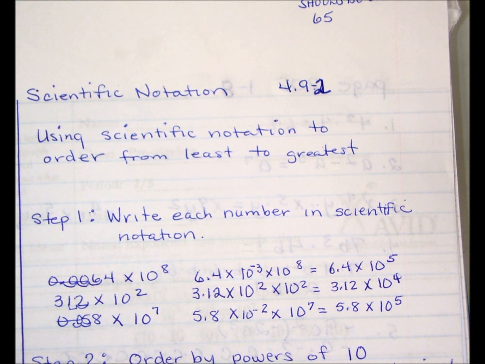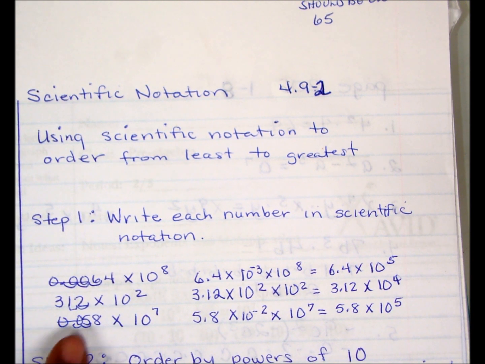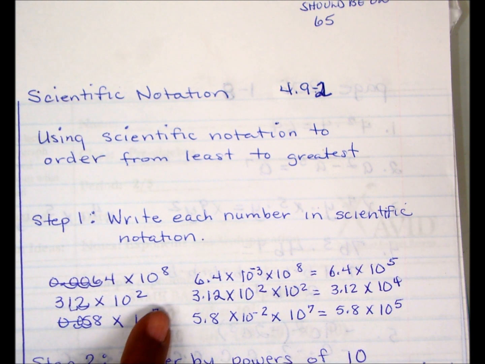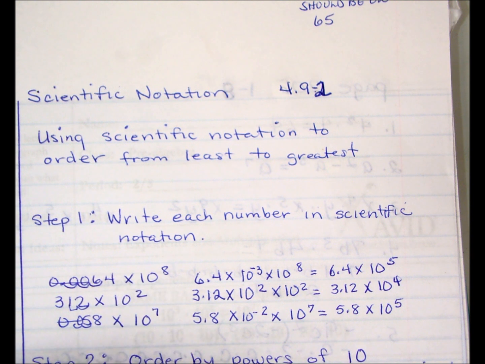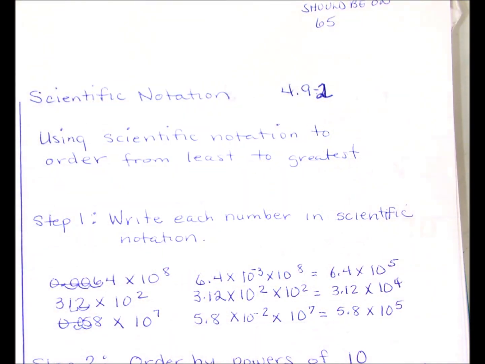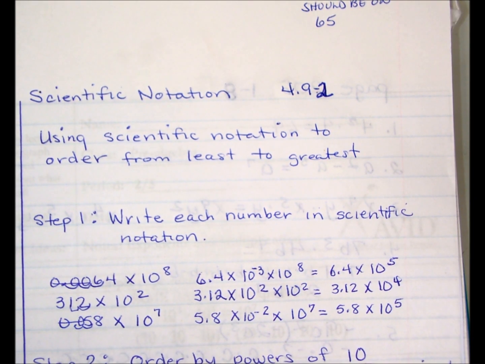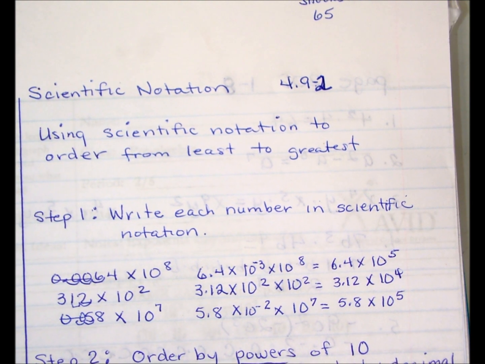Then we go right back and write the original numbers. So we wrote 312 times 10 squared, 58 thousandths times 10 to the 7th power, and 64 10,000ths times 10 to the 8th power. And that is the order that they're in from least to greatest. Okay? So you have to first write it in scientific notation. Second, order by the powers of 10. And third, write them back in their original numbers in order.